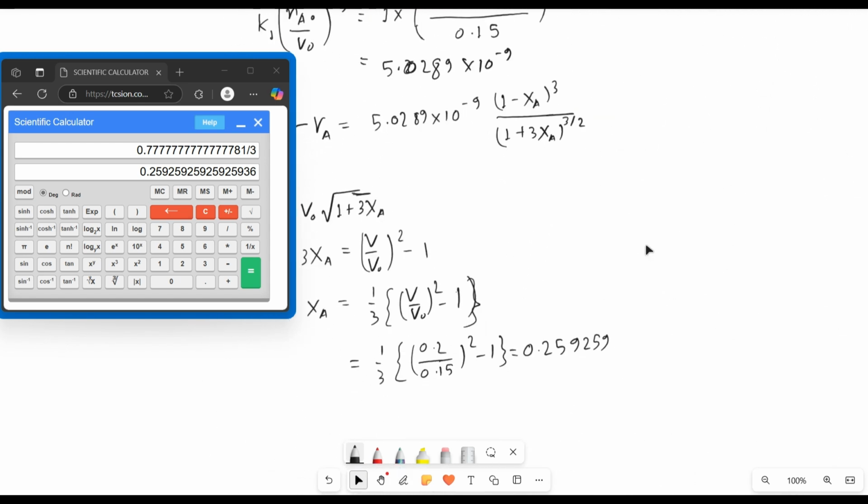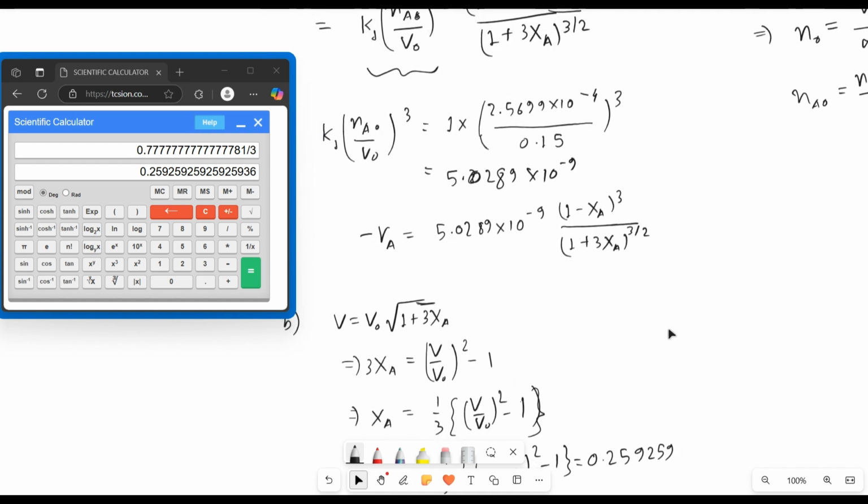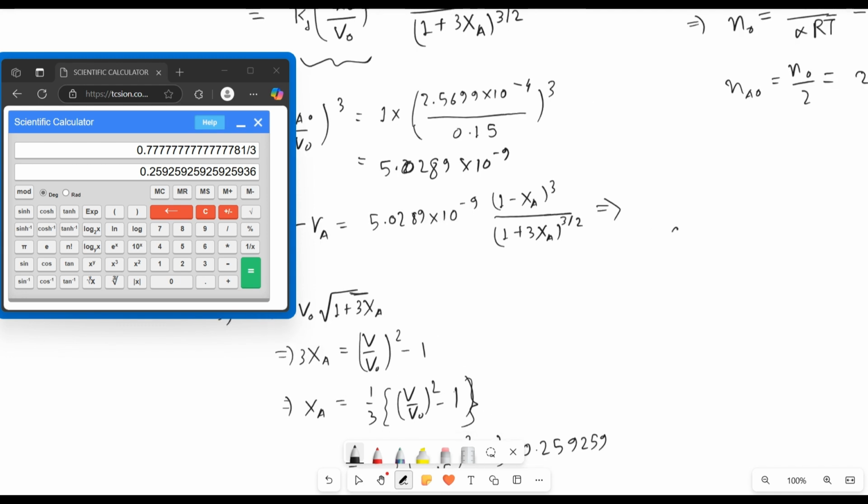But suppose you want to evaluate how this conversion is varying with time, then you have to write a rate expression carefully. This is the rate expression. To write it, you will use the mole balance in the gas in the stream batch reactor system: inlet is zero, plus RA into V is equal to dNA by dt. So you have to use this value of RA here and V as this value.